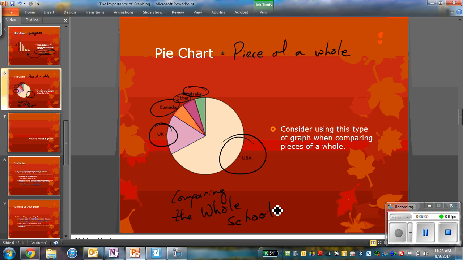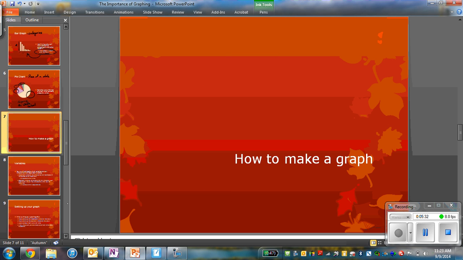If we were just counting individuals and sampling in random classes, we wouldn't necessarily use a pie chart. But since we're counting everyone in the whole school, we can use a pie chart. So when we're comparing pieces of a whole, we're using a pie chart. Those are our basic three kinds of graphs. We're really not going to venture outside of those three, but be aware of them and use them appropriately as we do more experiments. All right, last thing we'll go through is how to make a graph.